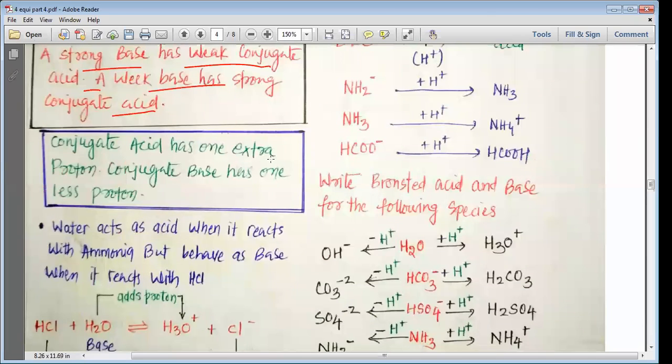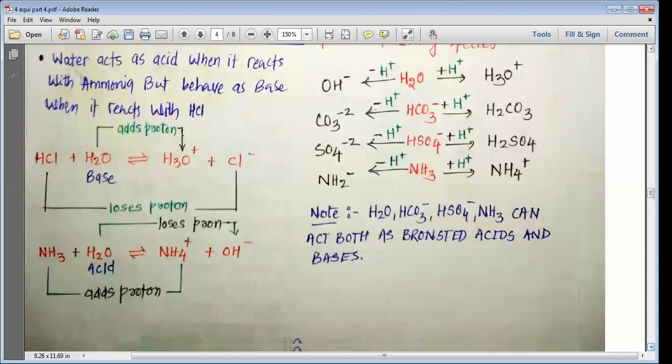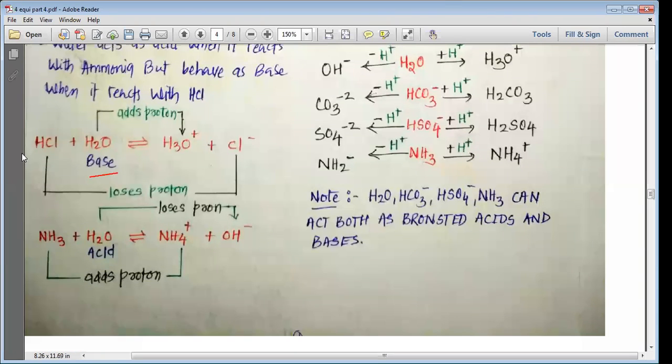Conjugate acid has one extra proton. Please remember that when we compare two species, we come to know that the conjugate acid has one extra proton, and the conjugate base will have one H plus less as compared to the species with which we have been comparing. You can see that water behaves as a base when it reacts with HCl, and water behaves as an acid when it reacts with ammonia. So when water behaves as an acid, H plus is lost and OH minus is produced, but when water behaves as a base, it accepts a proton and turns out to be H3O plus.